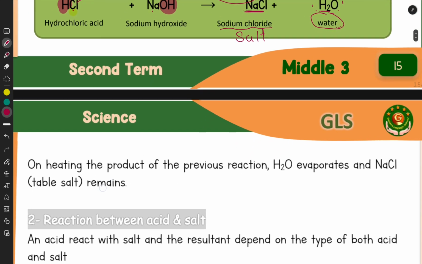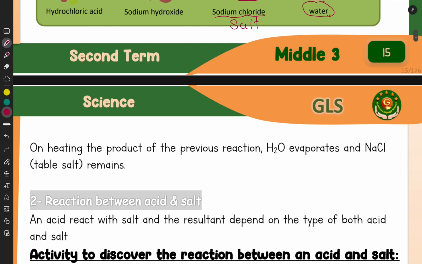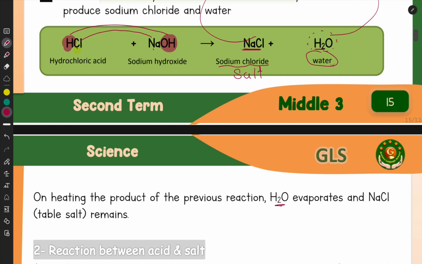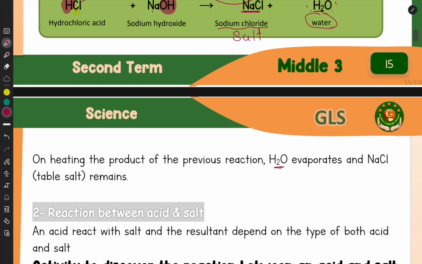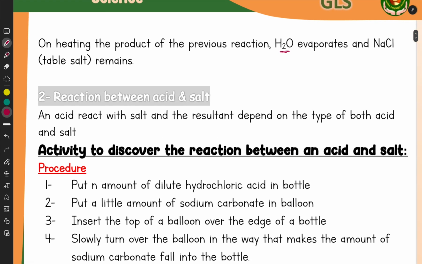Let's continue. On heating the product of the previous reaction, H2O evaporates and NaCl, table salt, remains as it is. If we want to isolate the NaCl, which is a salt dissolved in water, from the water, we just bring some heating energy and heat the product. Water evaporates when heated and the NaCl remains as it is.